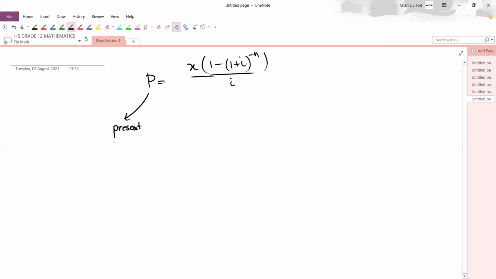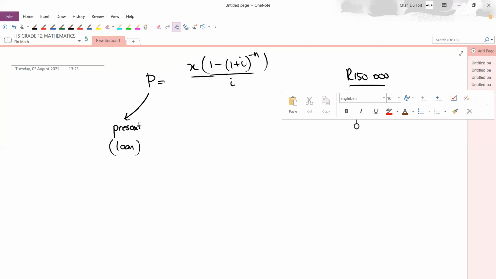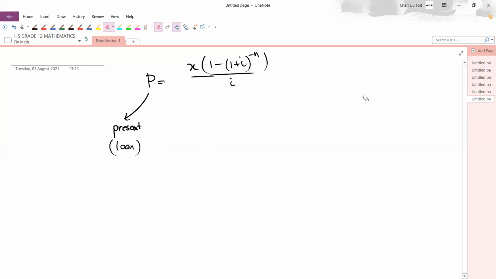This we normally do when you do a loan. You're borrowing money. Why? Because if you buy a car, let's say a car of 150,000 Rand, then immediately when you leave that showroom, your debt or your loan amount is 150,000. That's presently the loan amount. And that's when we use the P formula. So let's do a simple sum with that. Okay, you're going to buy a car. So we're buying a 150,000 Rand car.